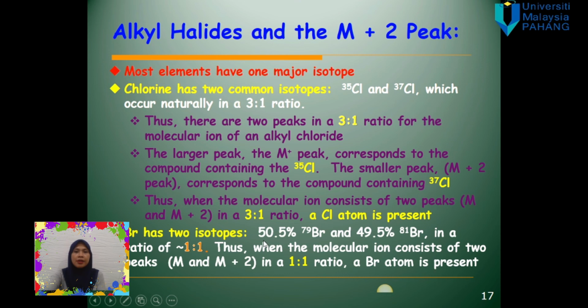Next, if the M+2 peak has a 1 to 1 ratio, we know that a bromine atom is present. Why? Because in nature bromine-79 is about 50% and bromine-81 about 49%. The ratio is quite similar, so we see peaks with a 1 to 1 ratio. If these two characteristics, M+2 and the 1 to 1 ratio, appear, it shows us that a bromine atom is present.